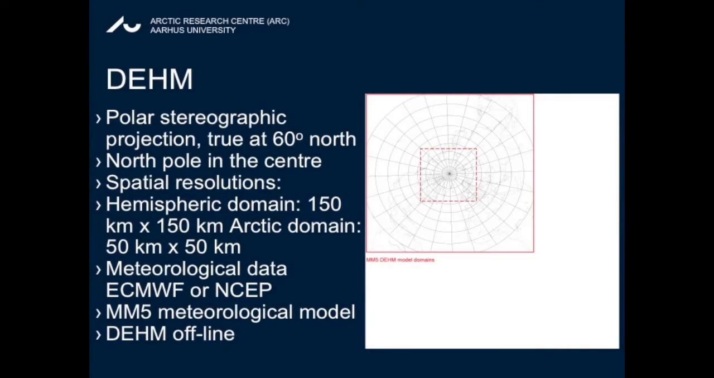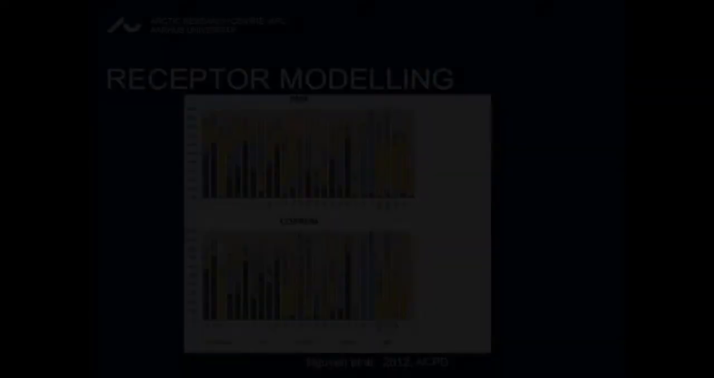Then we have an ab initio model, the DEHM model. It's describing the whole northern hemisphere, and we have emission data as input data, and we then calculate all the processes, leading to certain levels of pollutants in the Arctic.